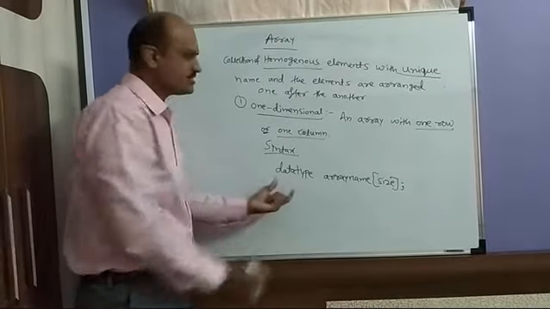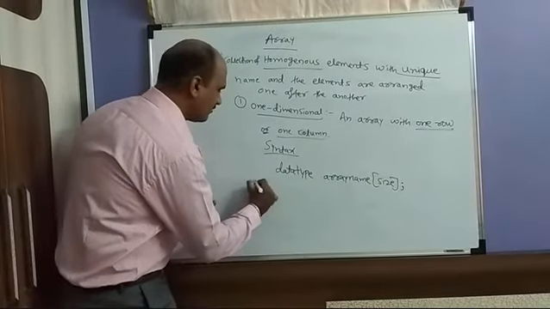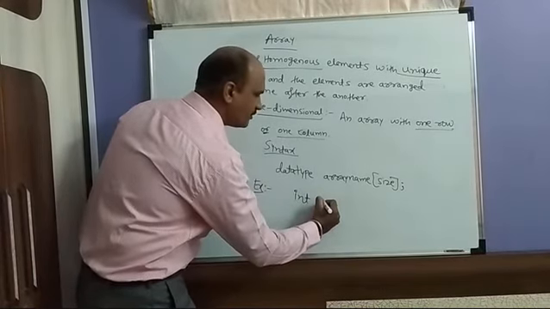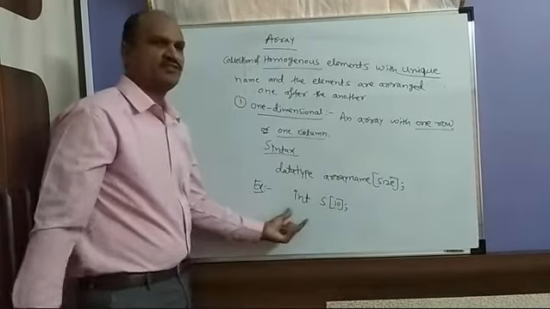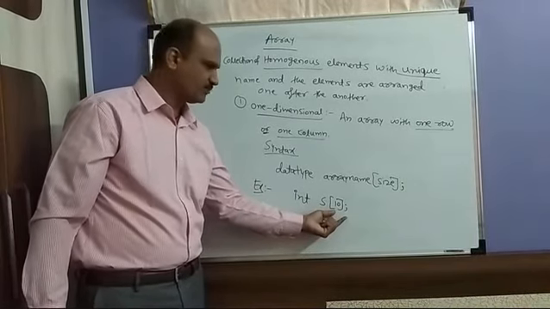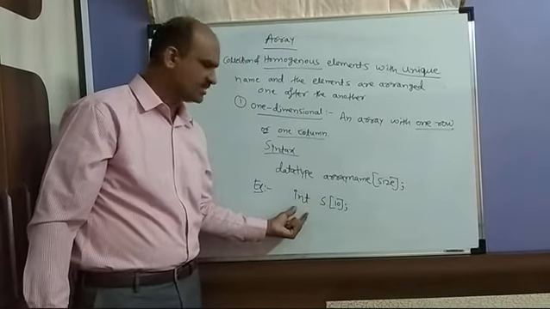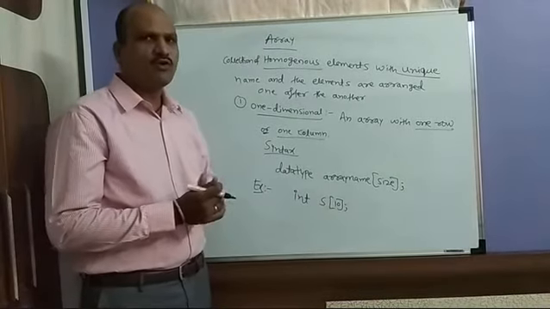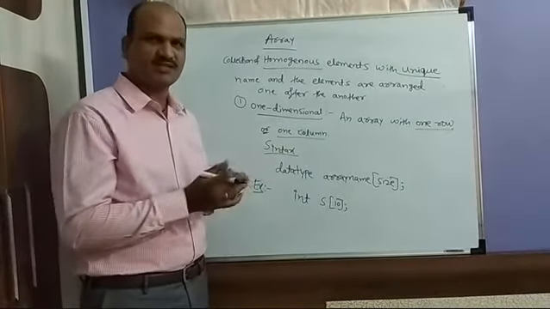Data type, array name, size. A simple example: if you want to write, the data type is int, the array name I will give as S, and the size I will give as 10. This is a one-dimensional array. So only one size, it may be a row or it may be a column. Data type, array name, size. In this example, int means integer, S is the name of the array, and 10 is the size of the array.